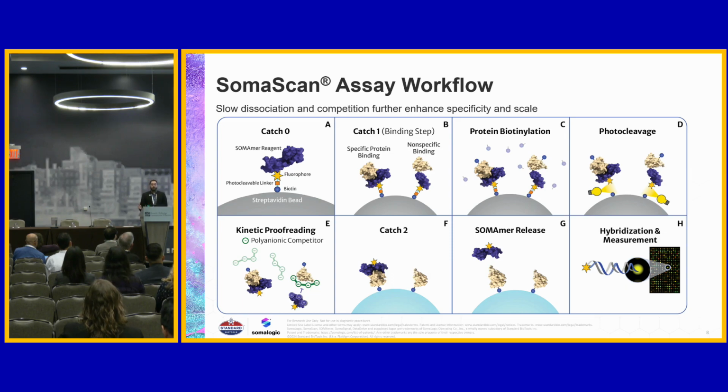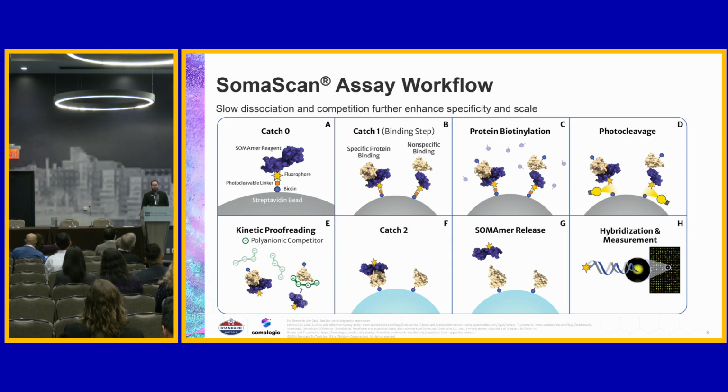We then biotinylate the proteins, we zap them with UV light and release the photocleavable linker, allowing these SomaMer protein complexes to float into solution. We then add our polyanionic competitor, which is a very promiscuous mid-affinity protein, or SomaMer, and we allow this to outcompete the non-specific binding interactions.